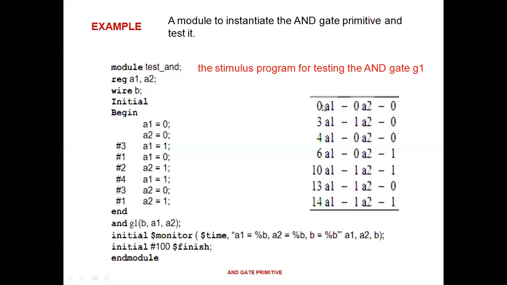This is nothing but $time, the simulation time at 0 time steps, 3 time steps, 4 time steps, 6 time steps, 10, 13, 14. Please observe here, this is nothing but simulation time. How is it displayed? By using this $time statement. Okay, $time. Is it okay?